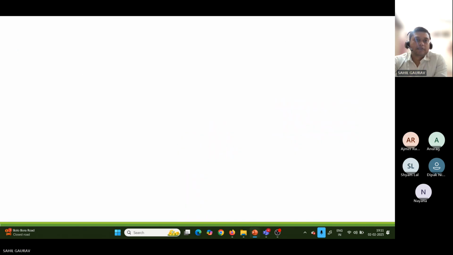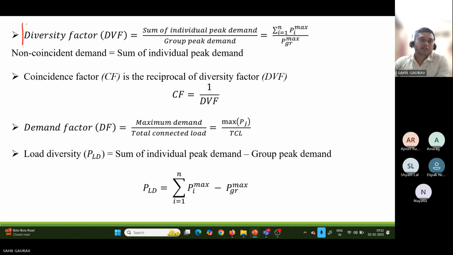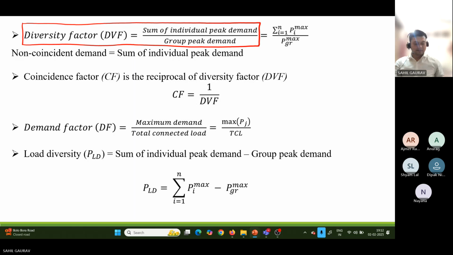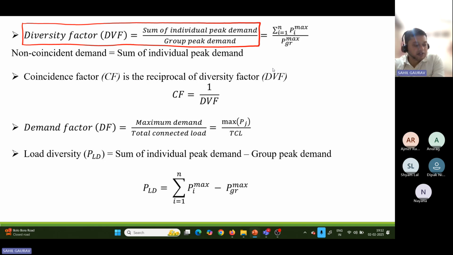Now in today's tutorial, we have some other expressions, like the diversity factor. So the diversity factor is the sum of individual peak demands upon the group peak demand. This is very important. Diversity factor is the sum of individual peak demands upon group peak demand. So can anyone tell whether this diversity factor should be less than 1 or greater than 1?